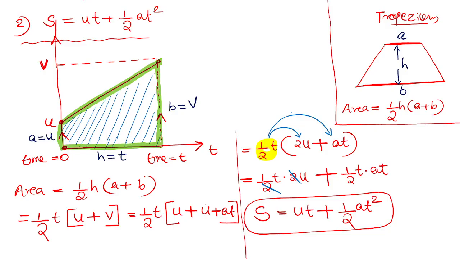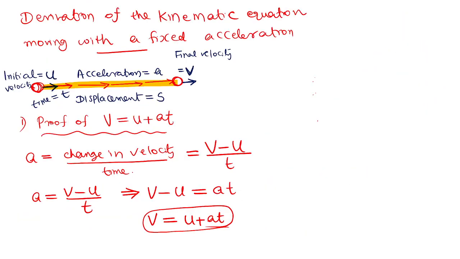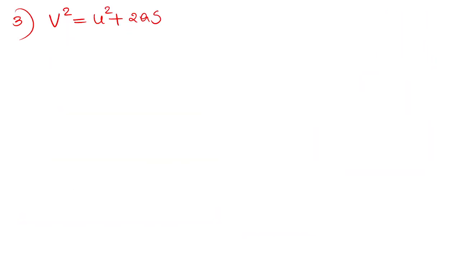To derive the third one, v square equal to u square plus 2as. In exam, all the three equations you have to derive. Okay, the question will be like that. Derive the set of kinematic equations of a body moving with a fixed acceleration. You have to derive the three sets of formula. This is the last formula, v square equal to u square plus 2as. We don't need any graph for the proof of this.